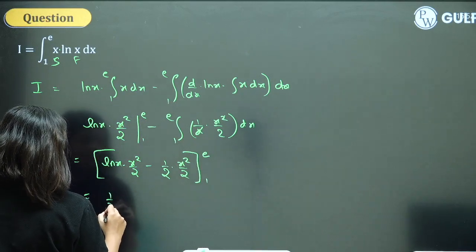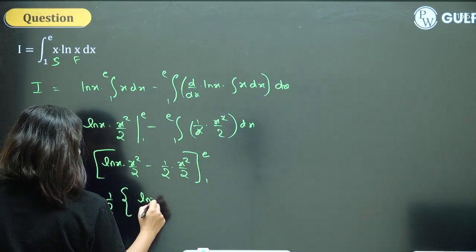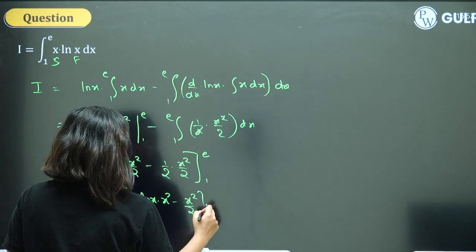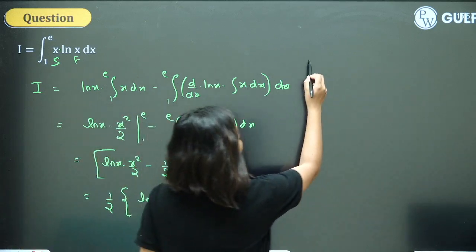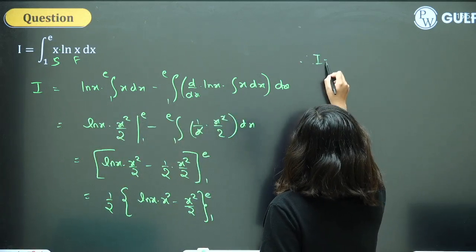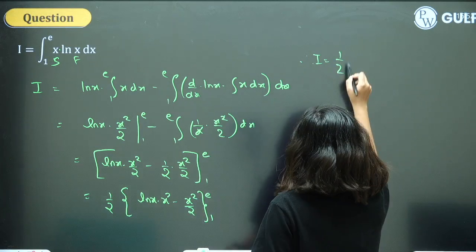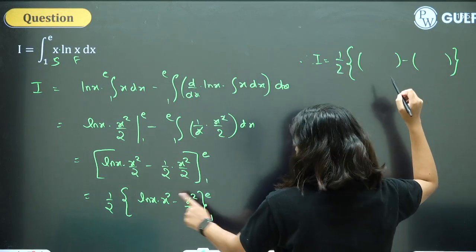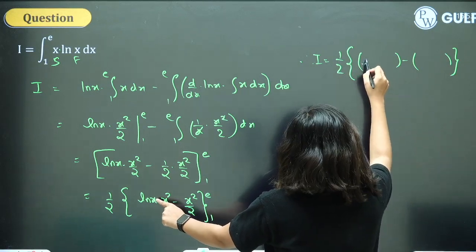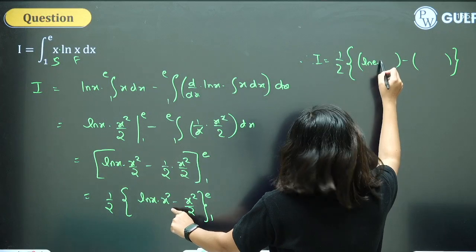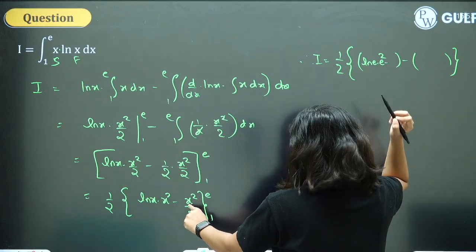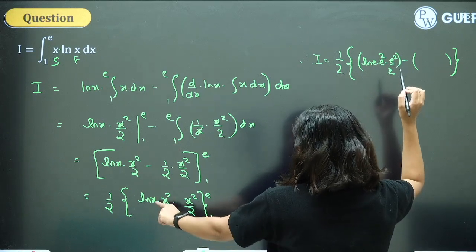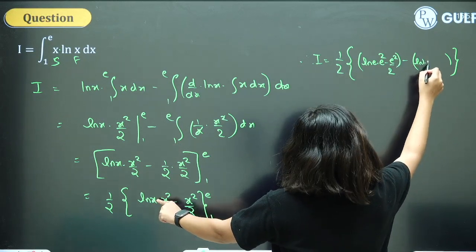1 by 2 can come out inside the bracket: ln x into x square minus x square by 2, from 1 to e. Therefore, I is equal to, put the upper limit and lower limit. Upper limit, that is e. Log e कितना होता है? 1 होता है. Log e into e square minus e square by 2. And a lower limit 1. Log 1 कितना होता है? 0.